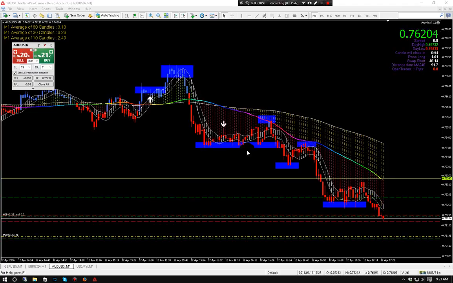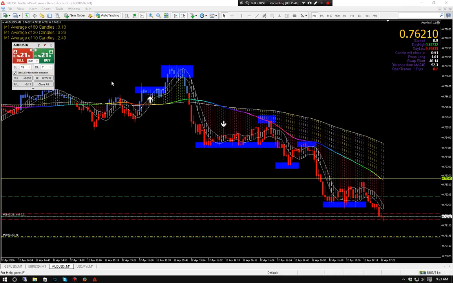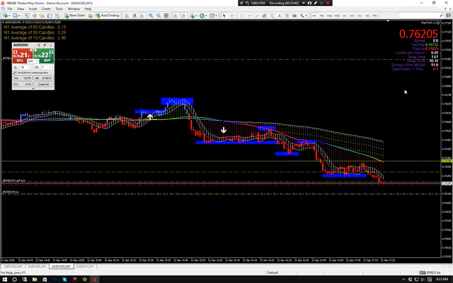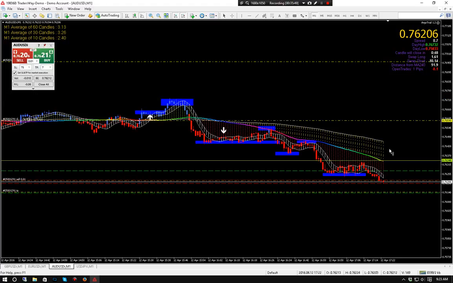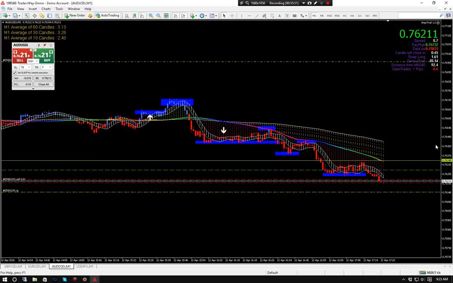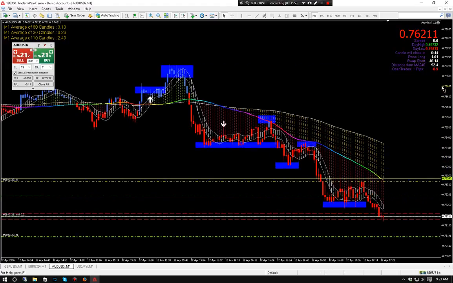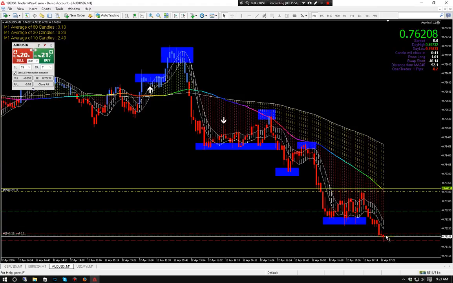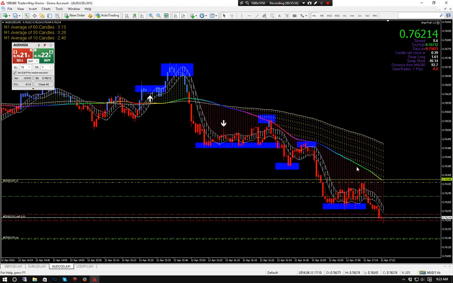Where's my stop loss? Did I forget to put it? I put stop loss at 75. Shit. God, I'm an idiot. We're good if you do a mistake like that. Remember, you're good because if price spikes up, you already have your trailing stop in there.